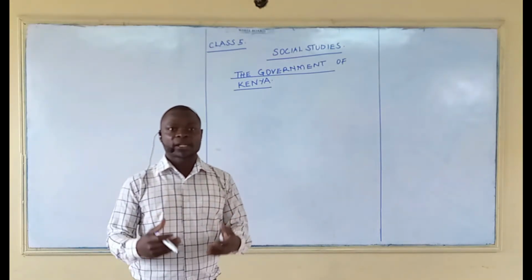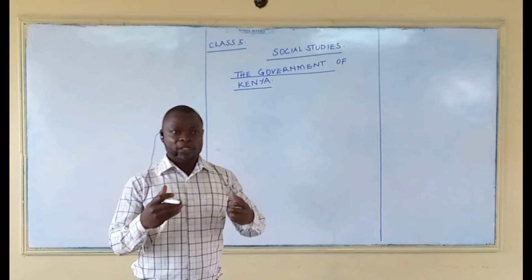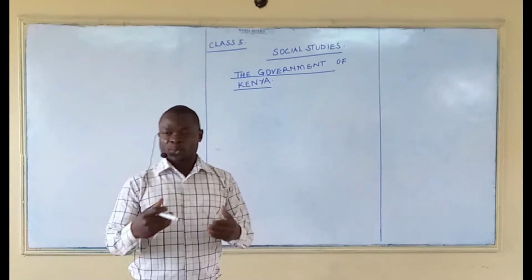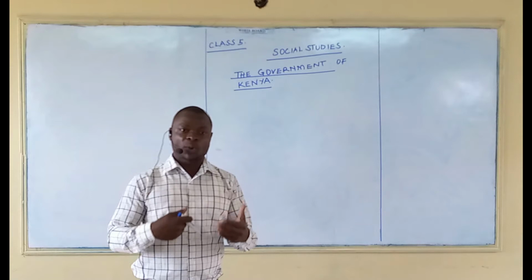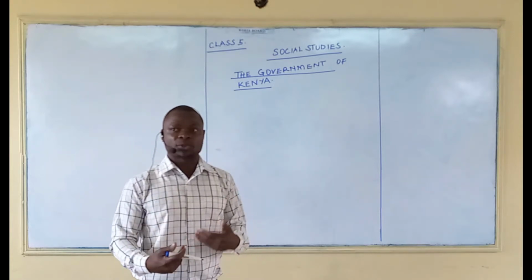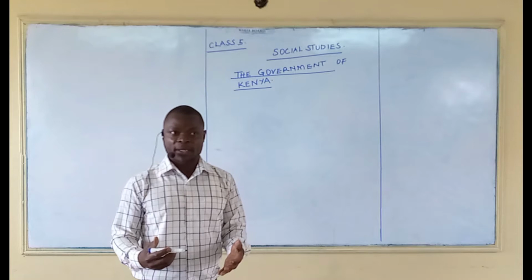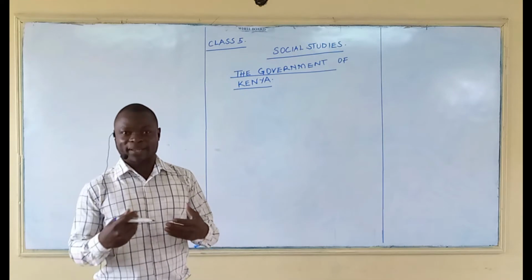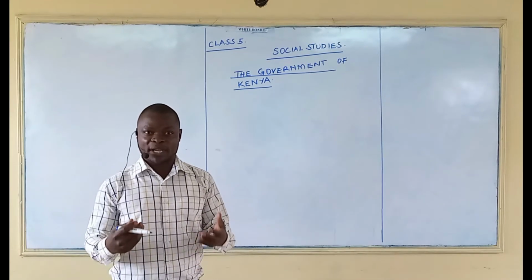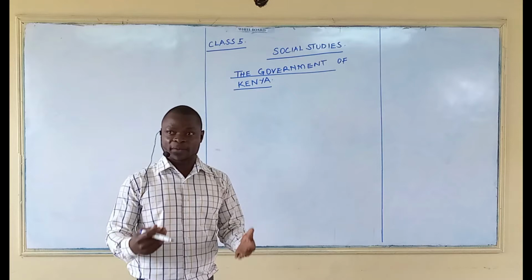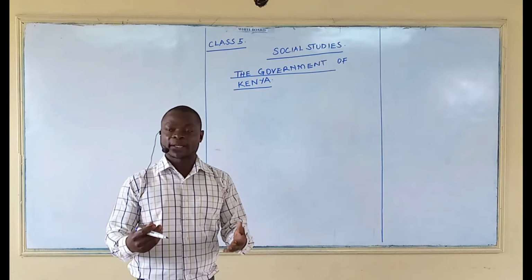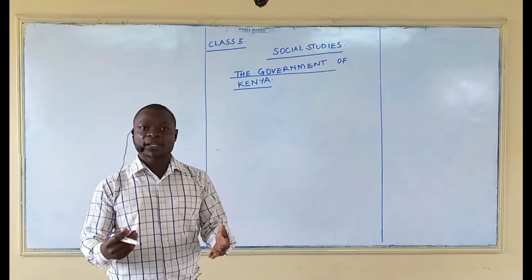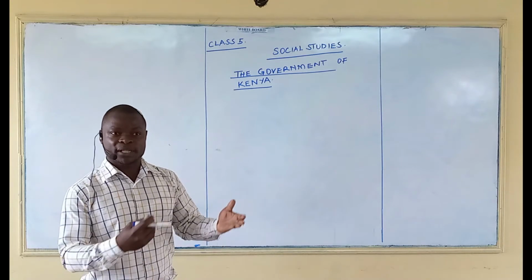And remember, in class 4, you were looking at the county government. In our lesson today, we are not going to look at the county government, but at least we are going to review it to see the composition of the county government, who are in the county government. The county government is headed by a governor. The governor is the boss of the county. He is the one who heads the county government. The governor is assisted by the deputy governor.